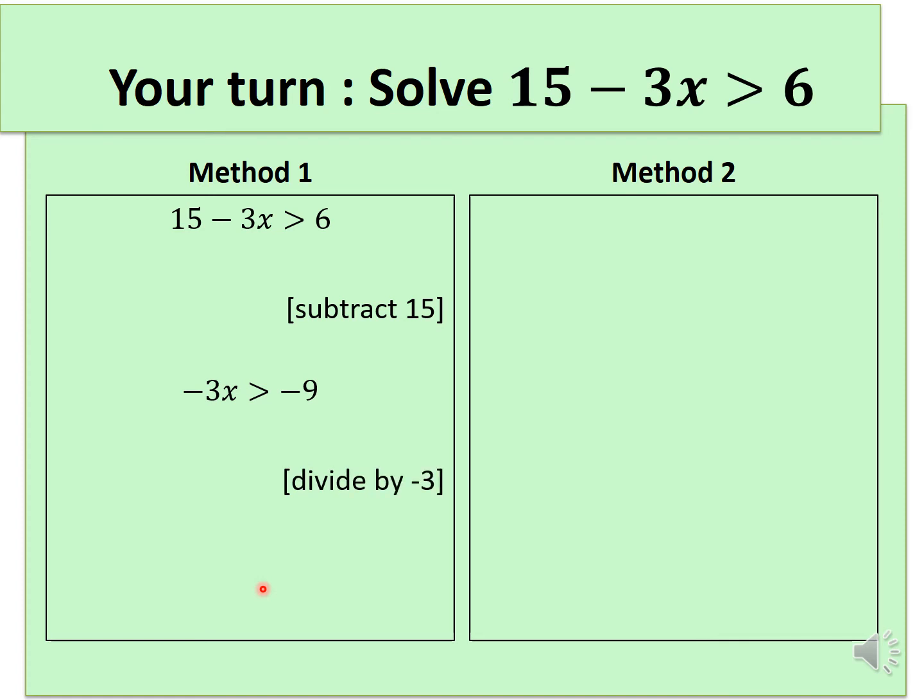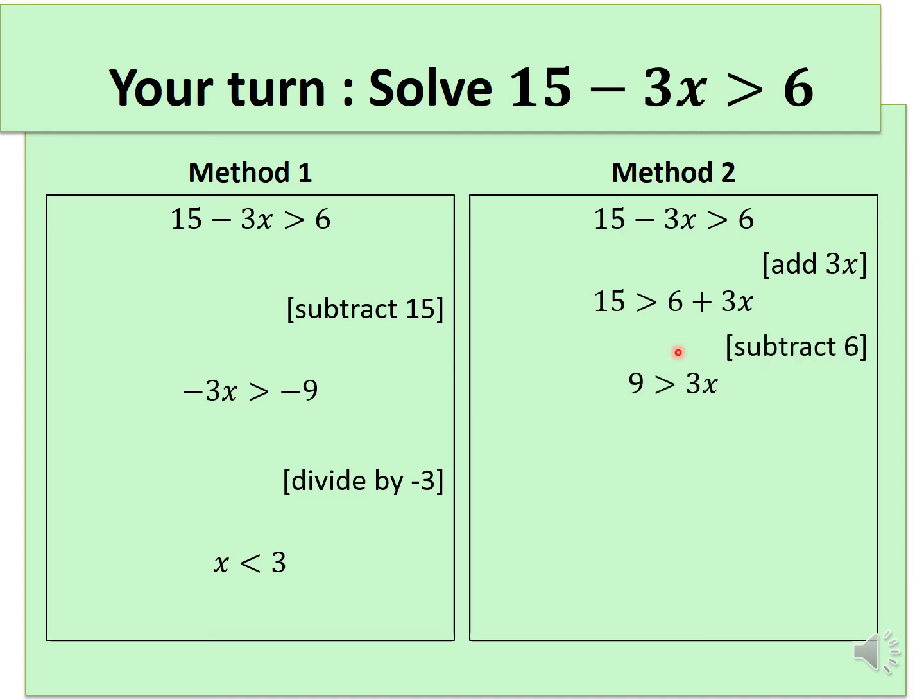Remember, when you divide by a minus number, the inequality sign flips. So x is less than 3. And if you do the same thing but using another method, you should get exactly the same answer. So on this side, we are going to get rid of minus 3x. So we do the opposite of minus 3x, which is plus 3x, and then we get 15 greater than 6 plus 3x. And then we get rid of 6. We do minus 6 both sides. You're going to get 9 greater than 3x. And then we divide both sides by 3.